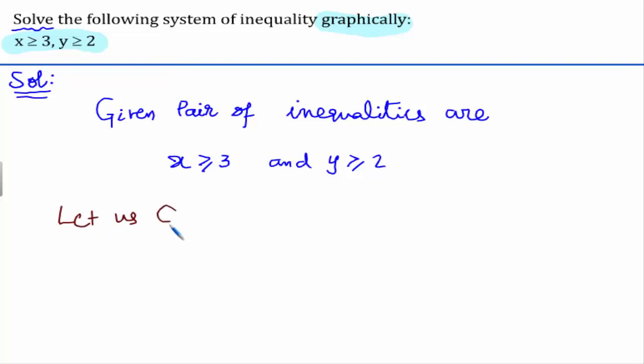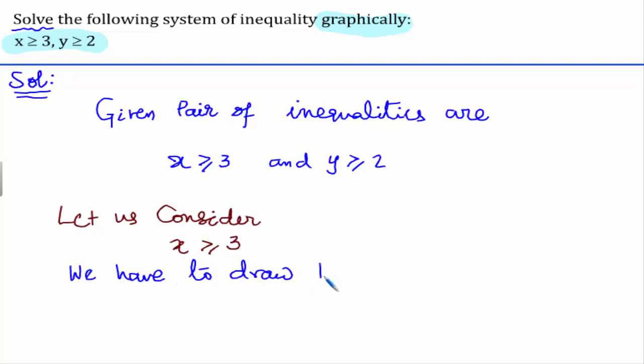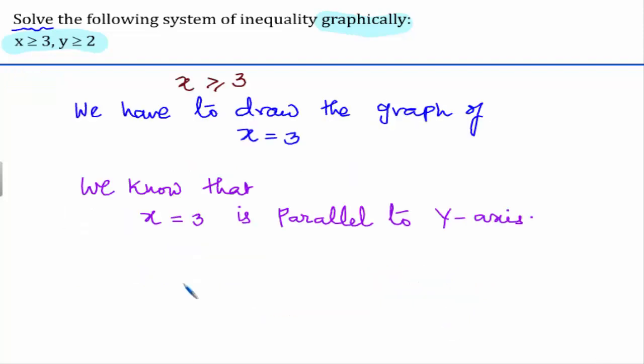Now let us consider the first inequality, which is x greater than or equal to 3. To draw the graph of this, we have to draw the graph of x is equal to 3. Now we know that x is equal to 3 is a line which is parallel to y-axis. Let us draw the graph for that first.